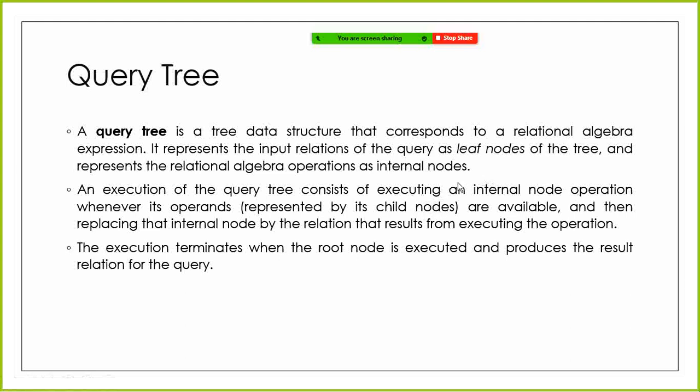So it will apply that operation on the relations, and then when it finishes, it will replace that internal node by the resulting relation. The execution terminates when the root node is executed and produces the result relation for the query. So when we reach the root node, we actually terminate the execution and we get our final result.